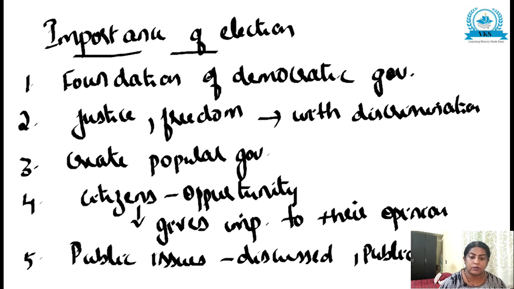expressed during elections. So elections are the foundation of a democratic government. It gives justice and freedom without discrimination. It helps in creating a popular government. Citizens are given opportunity and it gives importance to their opinion in forming a government. Public issues are discussed and public opinions are heard. So all these are the important points regarding the election.